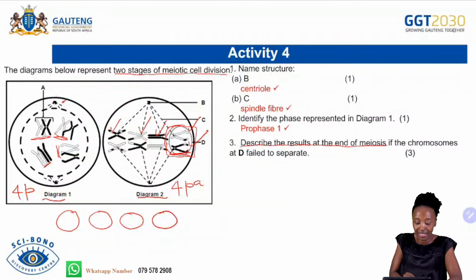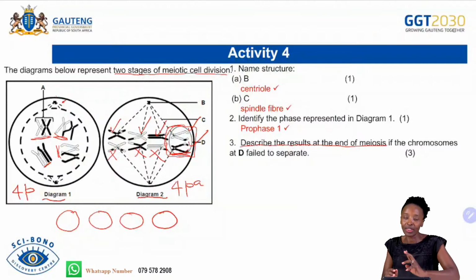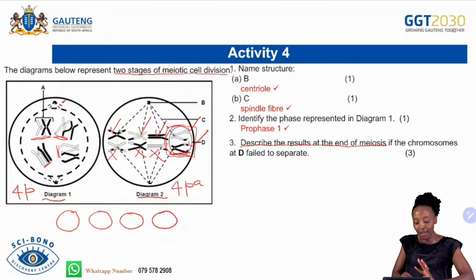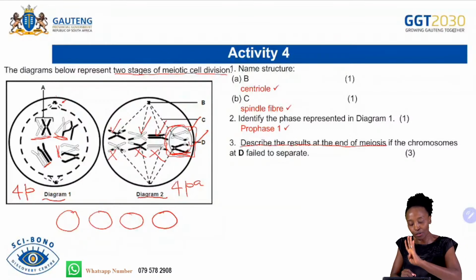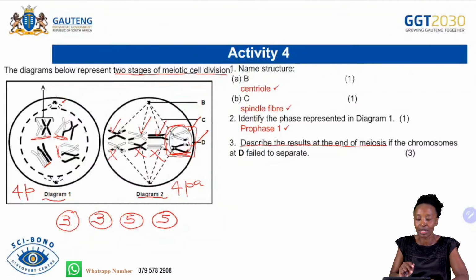And then the other cell will have 1, 2, 3. So this is the end of meiosis 1. At the end of meiosis 2, we will have 4 cells. But out of the 4 cells, 2 are going to have how many chromosomes? 3. And the other 2 are going to have how many? 5. Because this has taken place in anaphase 1.